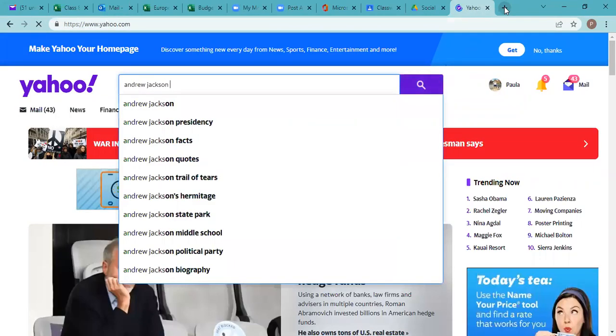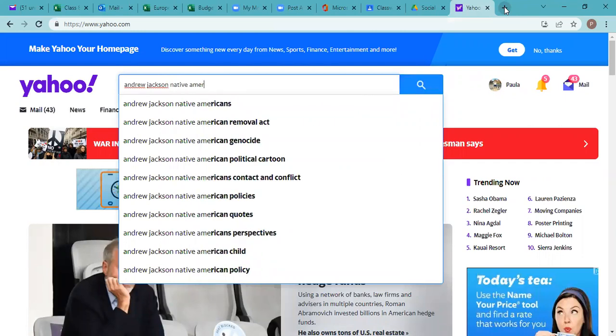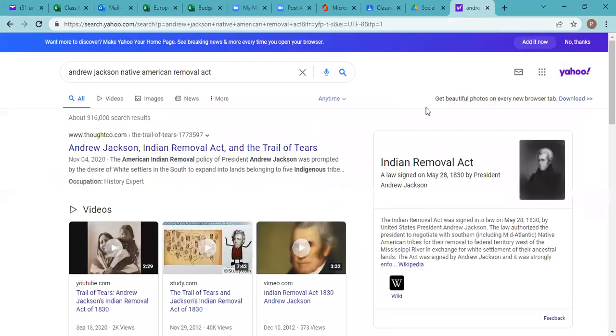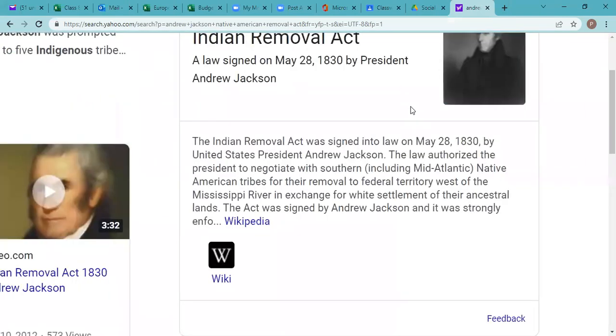Andrew Jackson and Native Americans. He actually was in charge of the Native American Indian Removal Act. And what that means is the Indian Removal Act was signed into law in 1830 by President Andrew Jackson. The law authorized the president to negotiate with Southern Native American tribes for their removal to federal territory west of the Mississippi River in exchange for white settlement of their ancestral lands.